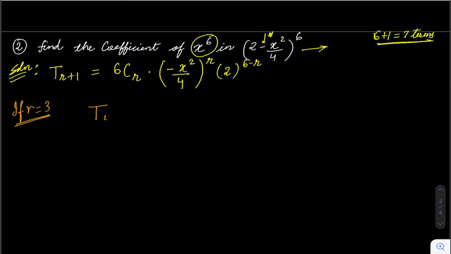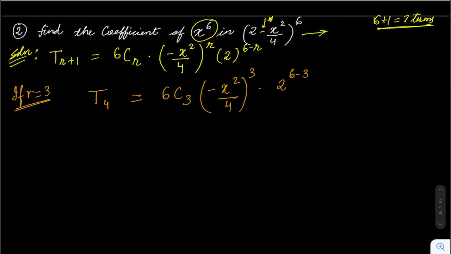So when we take r as 3, now what I will do is substitute r. So 3 plus 1 will become 4. So I can write t4 is equal to 6c3 times (minus x square over 4) power 3 into 2 power 6 minus 3. So that will be my fourth term. Now let's simplify this. This is nothing but 6c3. Now what is the value of 6c3? You can use a calculator, or you can solve it orally also. 6c3 is nothing but 6 into 5 into 4 by 6, that is 20.